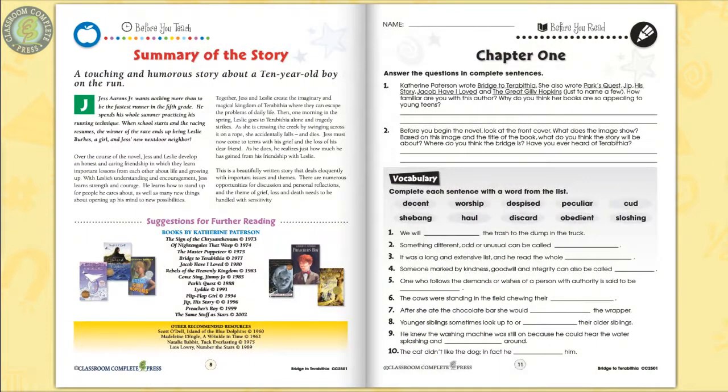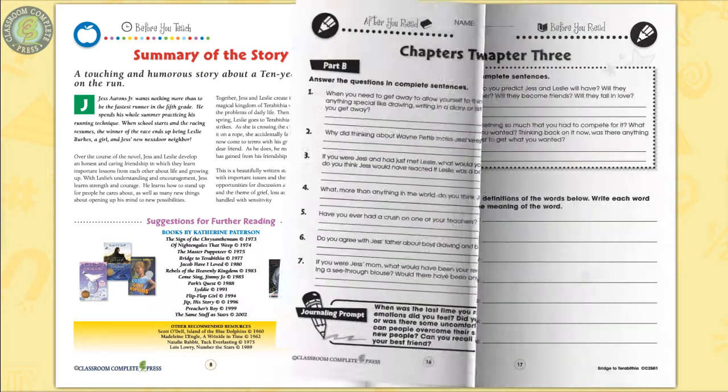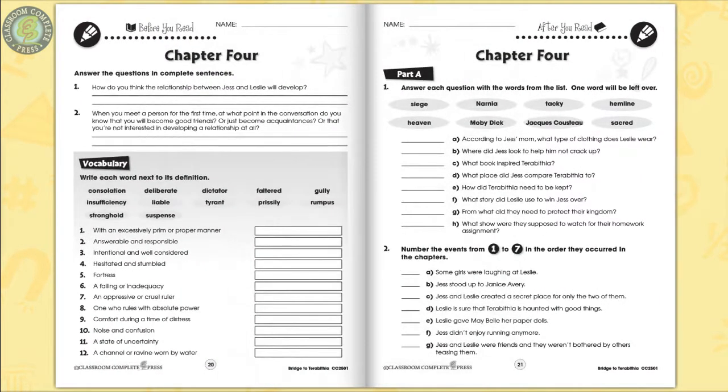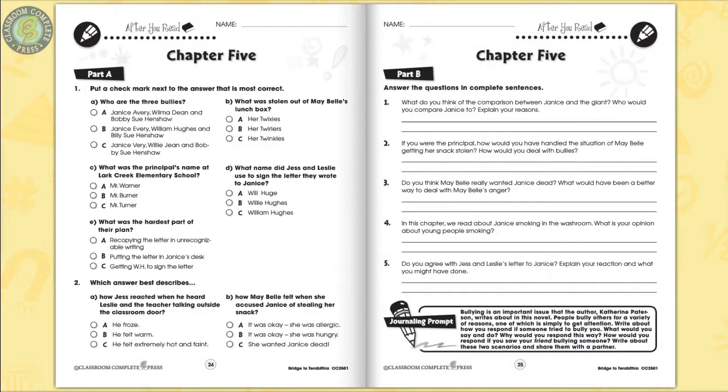Make a prediction on what the story will be about based solely on the front cover of the novel. Find the meaning of vocabulary words, then use each word in a sentence. Put events in order that led to the creation of Terabithia. Students describe how they would respond to someone bullying them.